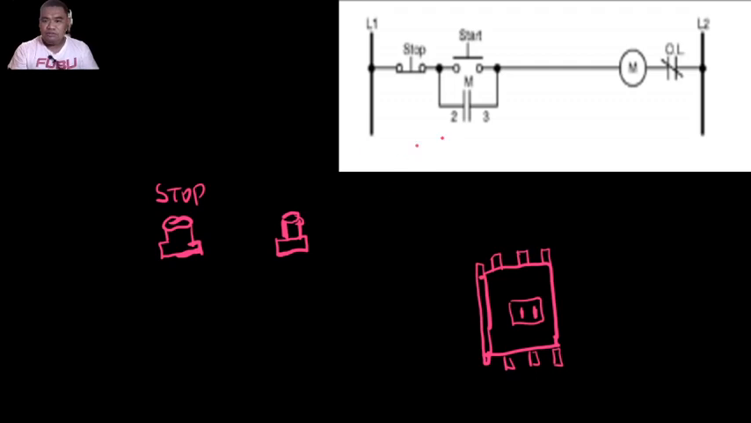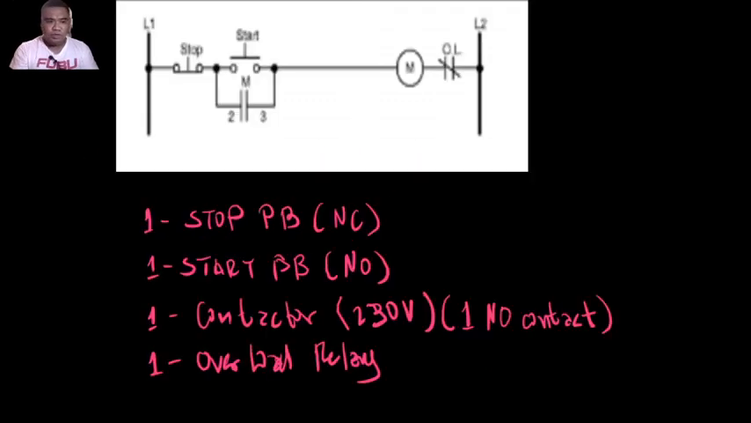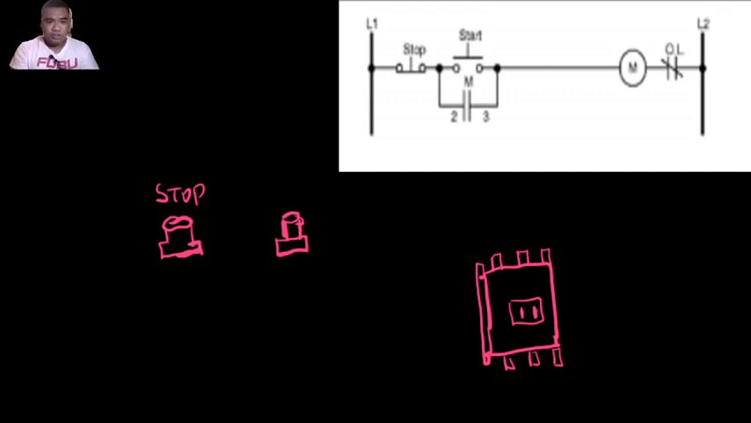Then we have an overload relay. The overload relay is usually connected on this part of the contactor, below the contactor on the load side. On this part we have the main contacts of our overload relay, and in this part we have the auxiliary contacts also, which is the normally closed. We should have this one much clearer, no? So this is the auxiliary contact, and these are the main contacts.